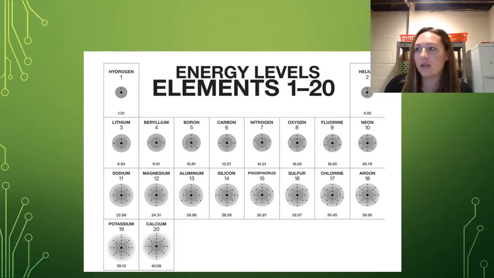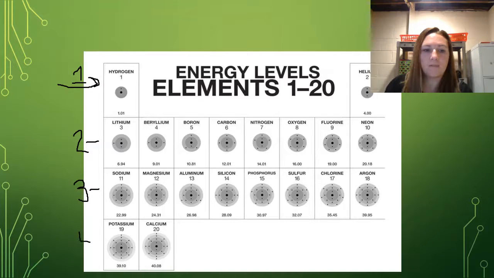So the first energy level, if you look at the rows, so these are rows, this is row 1, this is 2, 3, and 4. So they go across and they're arranged in sequence by the atomic number. Obviously, 1, 2, 3, 4, 5. You can see so on and so forth how that works. And they increase going from left to right.